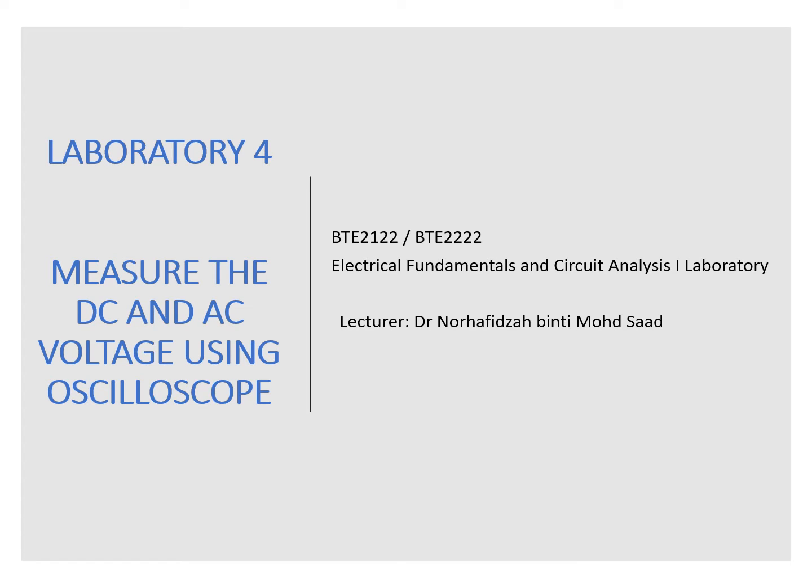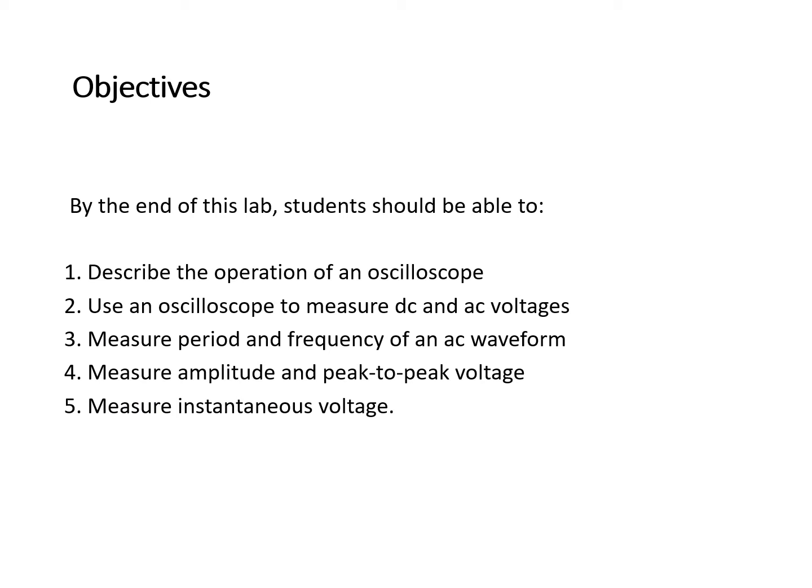Laboratory 4. Measure the DC and AC voltage using oscilloscope. The objective: 1 is to describe the operation of oscilloscope. Use the oscilloscope to measure DC and AC voltage, measure period and frequency of AC waveform, measure amplitude and peak-to-peak voltage, measure instantaneous voltage.